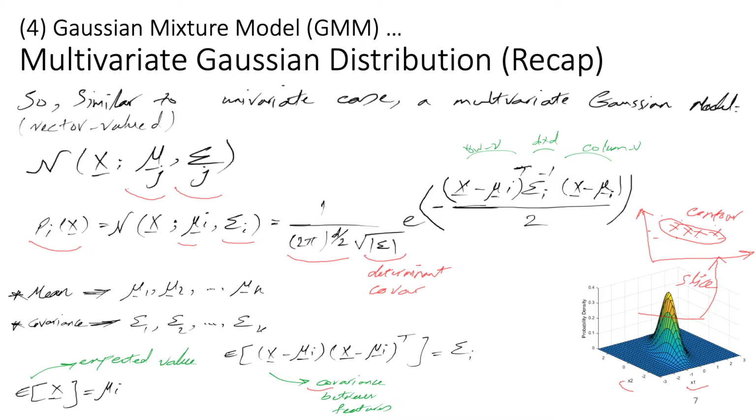What is that 2 pi d over 2? It's again a normalizing constant. So this is like the square root of that. It's a normalizing constant. We want to make sure the area that this defines goes to 1.